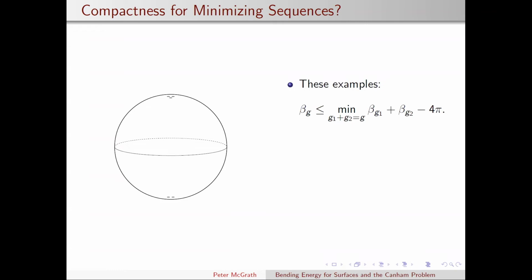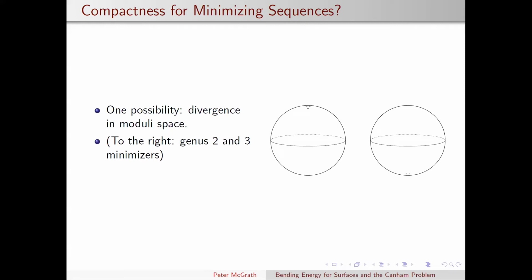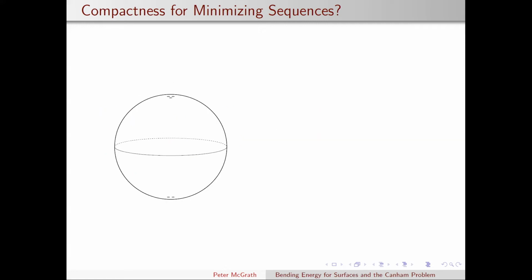And so what these examples show is that if I'm looking for the infimum of some G, this is less than or equal to the infimum of the beta G1 plus beta G2 minus 4 pi for any G1 and G2 that sum to G. The minus 4 pi is because if I had 2 of these pictures, I have to cut off the cap for one of these, and I lose basically the 4 pi from the limiting sphere, and then I glue on just the cap that's holding the genus to the second one.